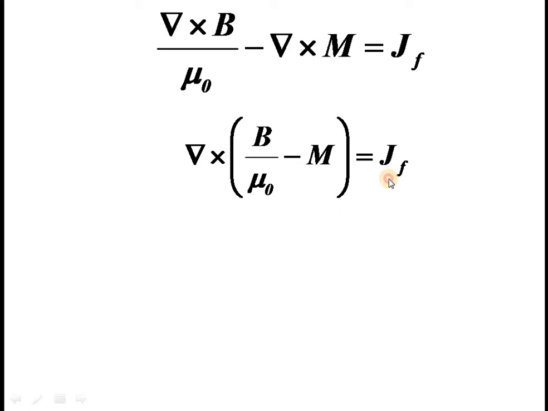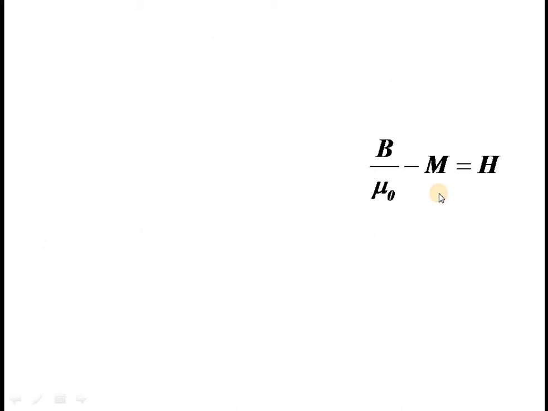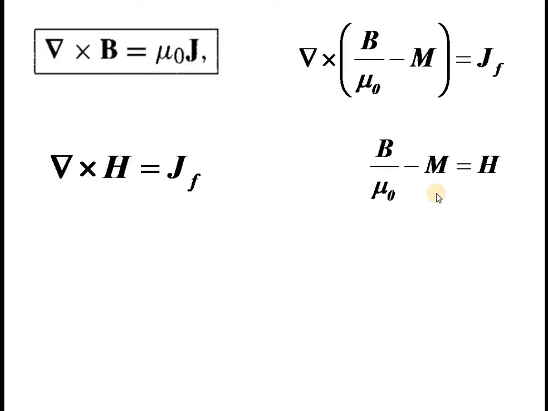Okay. So you have a bracketed term. You can replace this bracketed term with a notation called H. This H has a number of names. Some people call it a magnetizing field. Some people call it a magnetic field induction. So many names are there. Okay, so now we call it simply H.